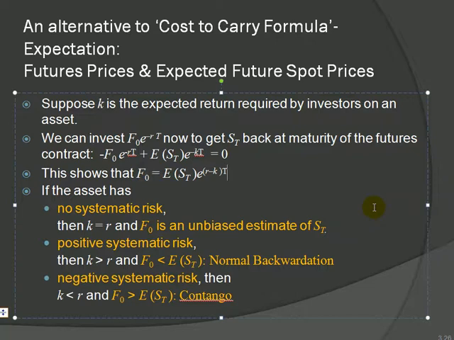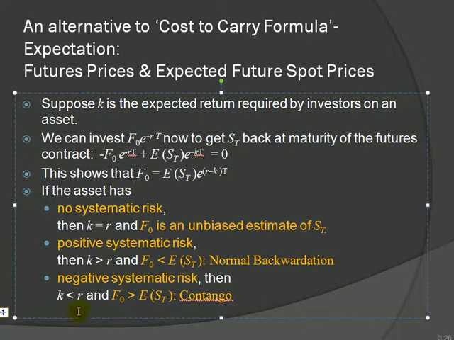Okay. Now, from this, we could say if K is equal to R, that's the case when we don't have systematic risk. Then F0 has to be equal to expectation of ST, which means that F0 is an unbiased estimate of ST. Normally, K is going to be greater than R. That's the case where we do have positive systematic risk. Then F0 is going to be lower, less than expected value of ST. That's the normal backwardation situation.